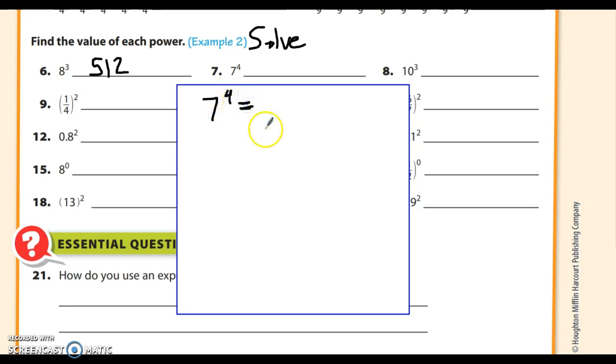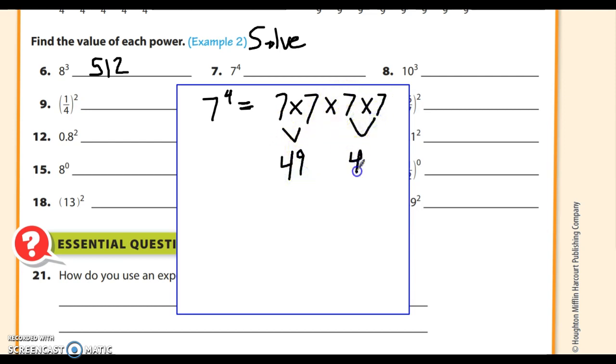7 to the 4th power means 7 times 7 is 49. Times 7 times 7 is also 49. Do you see how I'm doing that? So now I'm going to do 49 times 49. I don't know if that's the better way to do it, but that's the way I like to do a lot of these. 9 times 9 is 81. 9 times 4 is 36. Plus 8 is 44.